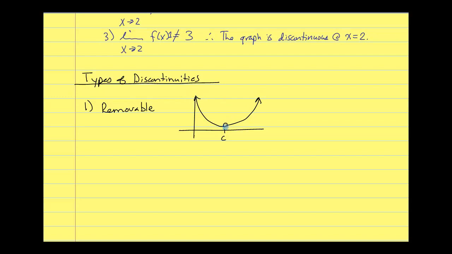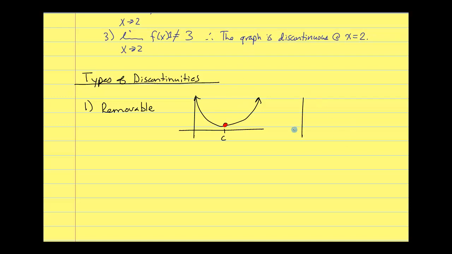Clearly I have a discontinuity here. Now the way I can make this removable is if I take this function and I define it at C in such a way that I have a continuous function. Now it wouldn't work to define it up here because I will not have a continuous function.